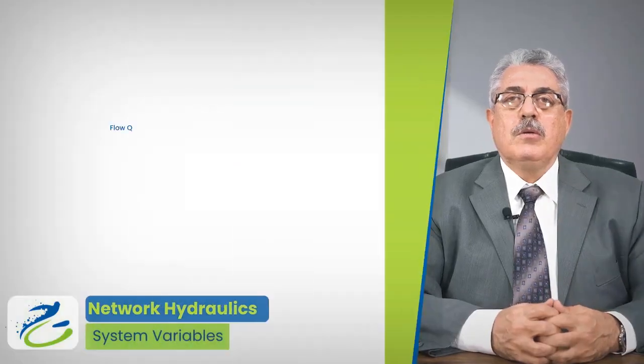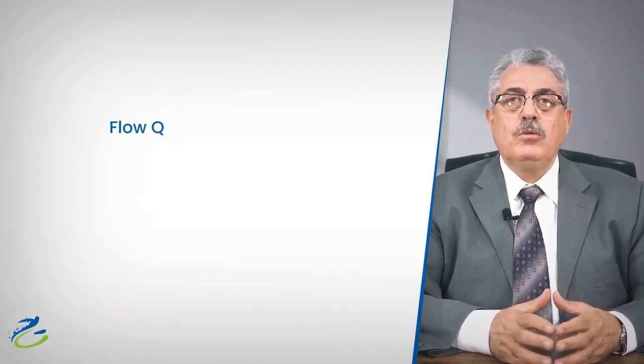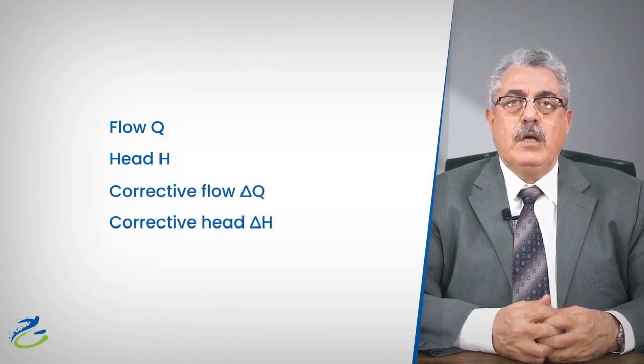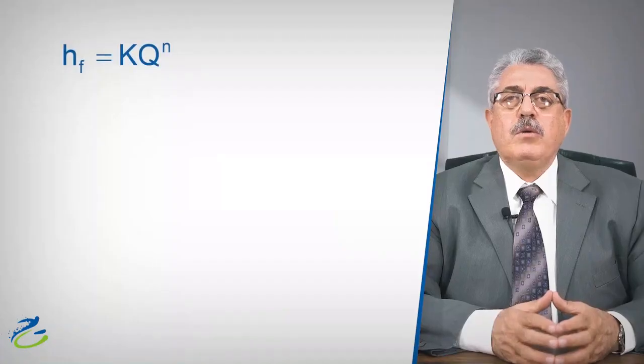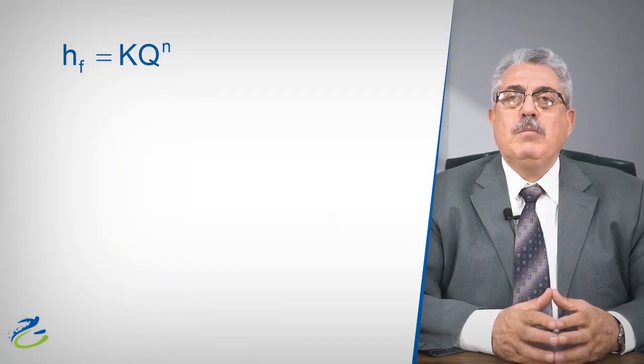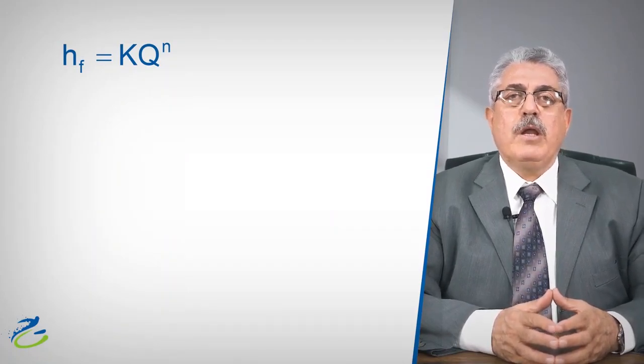To solve the three types of problems mentioned previously, we can use different variables. We can use flow or Q, head or H, corrective flow delta Q, or corrective head delta H. To show you how the four variables are expressed in terms of equation, you can see the first equation, head loss, is a constant multiplied by Q raised to a certain power n.